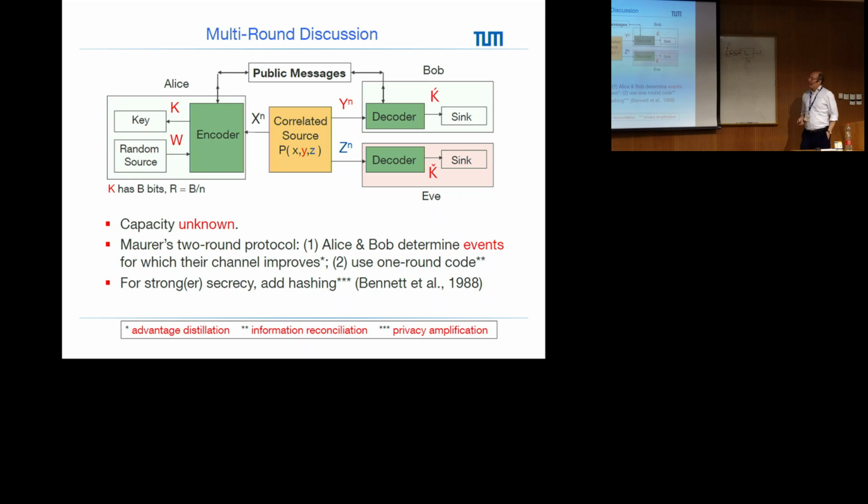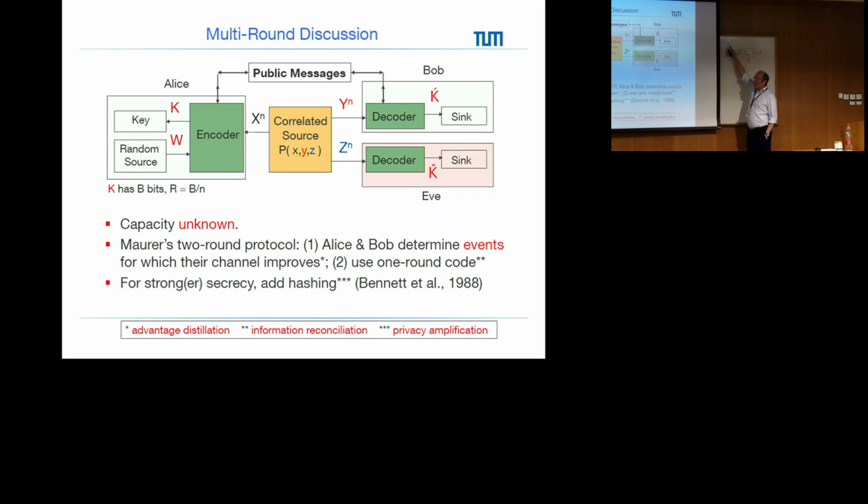Okay, let's now move to multi-round. So we did one way, where capacity is solved. If we can do multi-round discussion, it turns out the capacity is still unknown. And Uli came up with a very nice two-round protocol for his problem. It's also another nice contribution of his thesis. And the two-round protocol is very similar to sending this U in public.